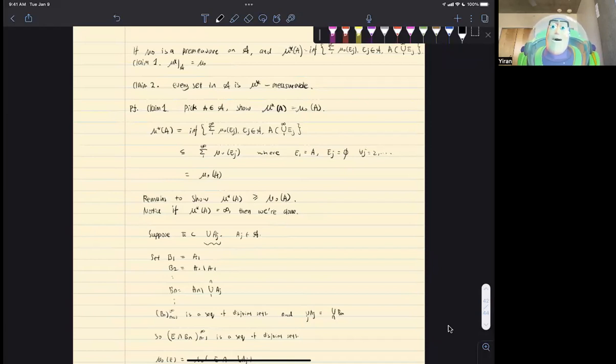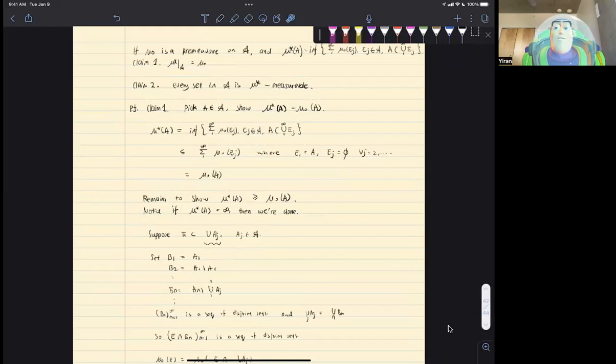So mu naught of A is one element of the collection, when you're comparing with all the others. And mu star is the infimum of that collection. So of course, mu star of A is smaller than or equal to mu naught of A.